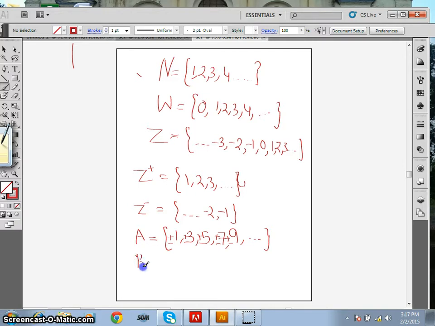What about these numbers? B is a set of 2, 4, 6, 8. What's the name for these numbers? These are even natural numbers. You can also see these are positive even integers.